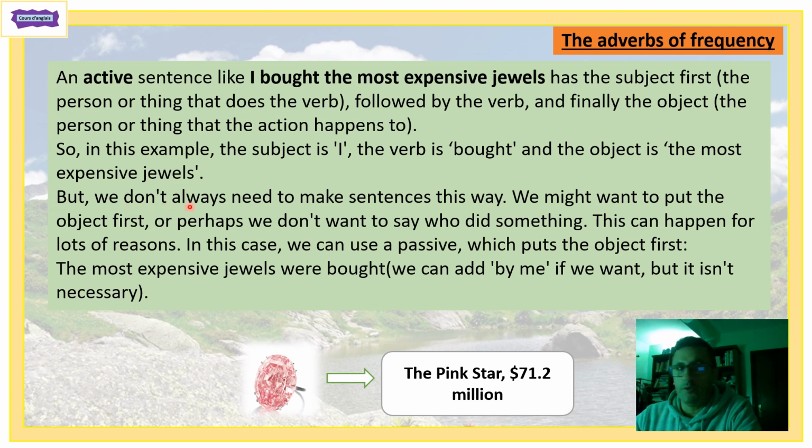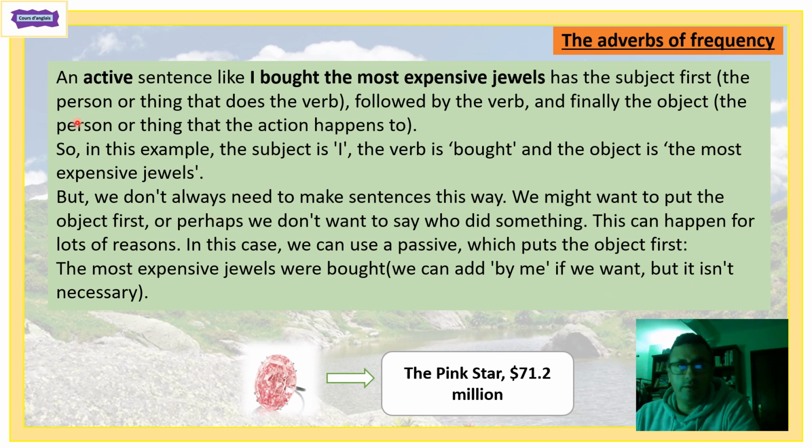But we don't always need to make sentences this way. We might want to put the object first. Or perhaps we don't want to say who did something. This can happen for lots of reasons. In this case, we can use a passive, which puts the object first. The most expensive jewels were bought. We can add by me if you want, but it isn't necessary.